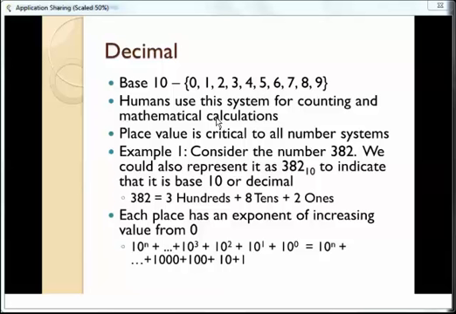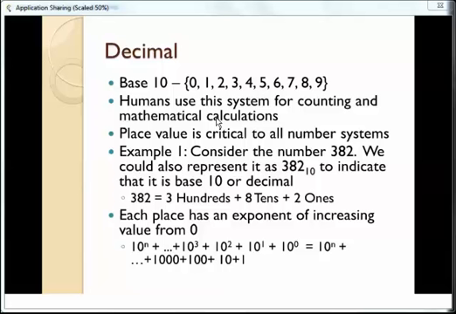And central to any number system is going to be place value. So consider, for example, the number 382. And we also represent it in decimal to distinguish it from the other number systems with a subscript of 10. And typically when we do not have a subscript, we just take that to be the decimal number system. But when we are considering other number systems, it's very important to have a designation such as the subscript 10 in this case for 382 to indicate that it is in fact base 10 or decimal.